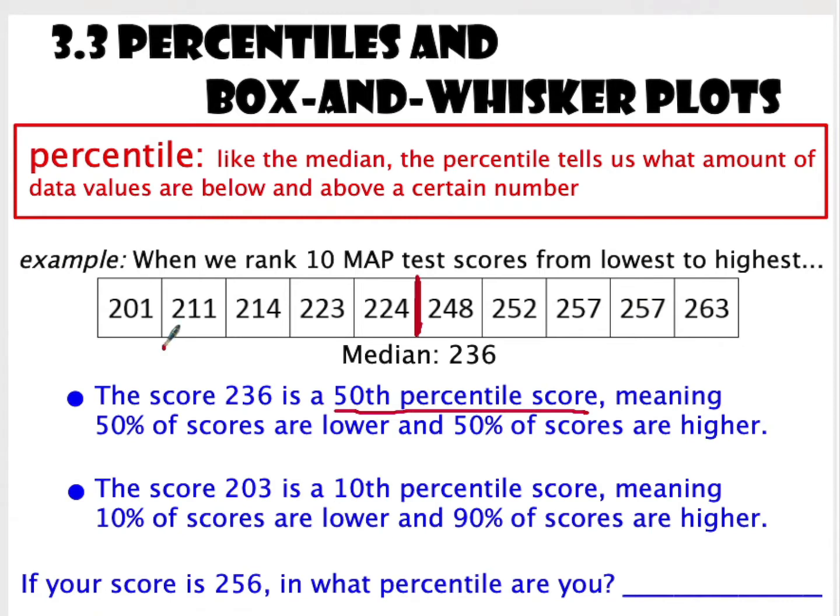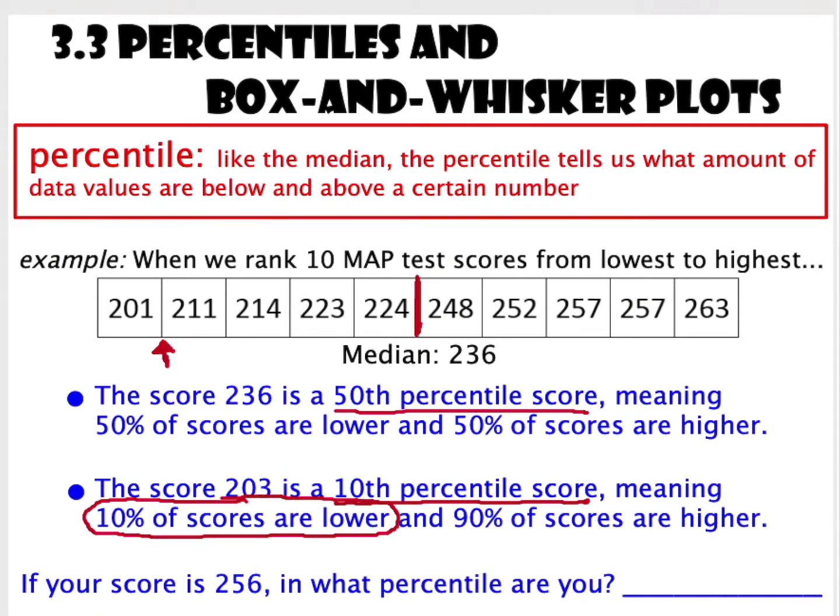Similarly, a 203 would land right here. That's a low score compared to all these others. A 203 would be considered a 10th percentile score. So that number is going to tell us what percent are lower than that score, which also means that 90% of the scores would be higher.